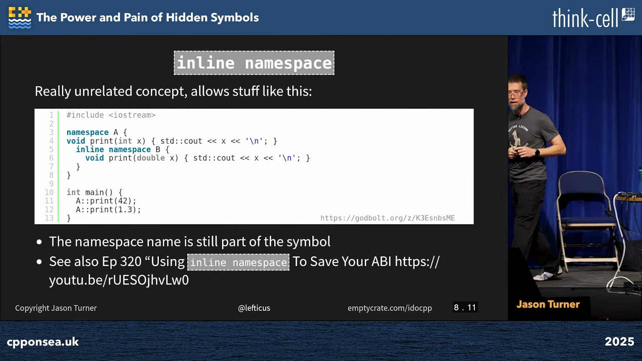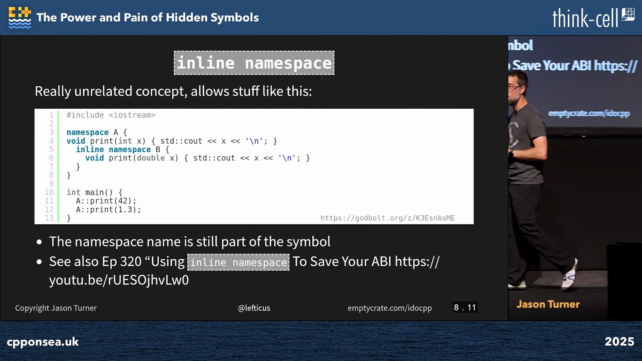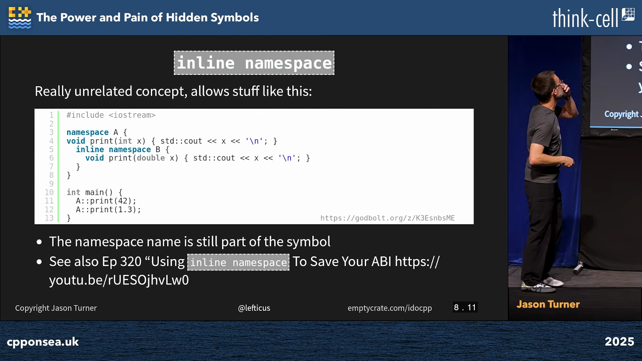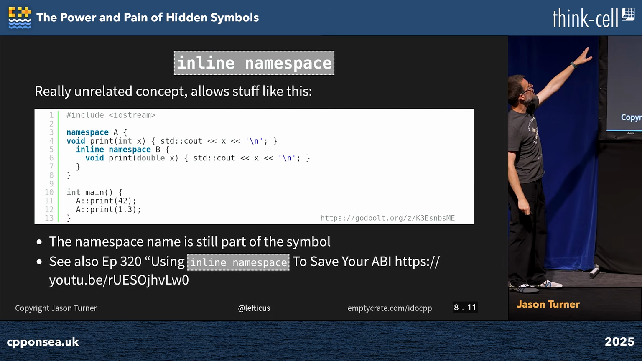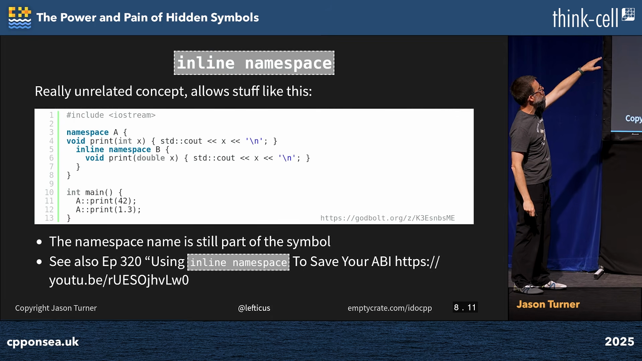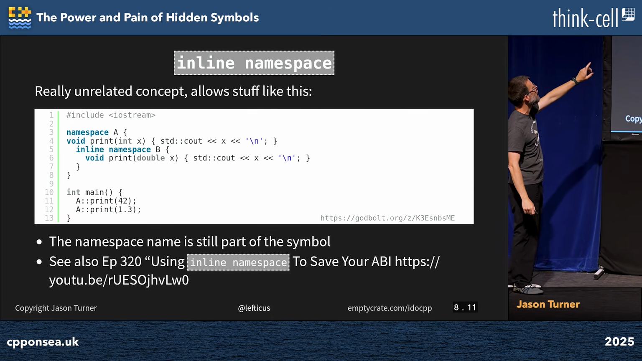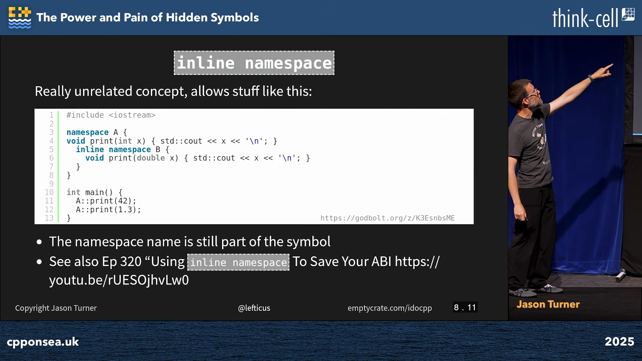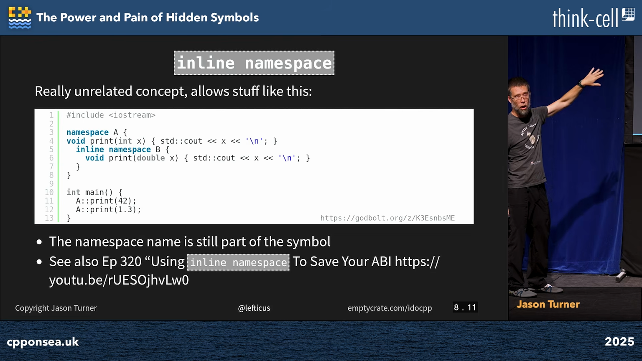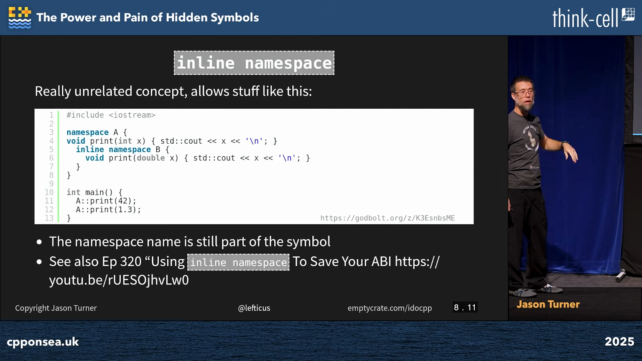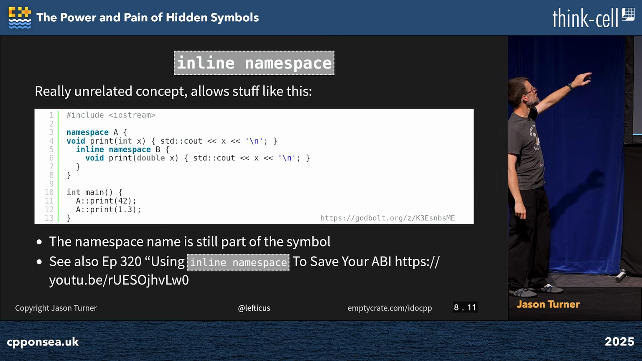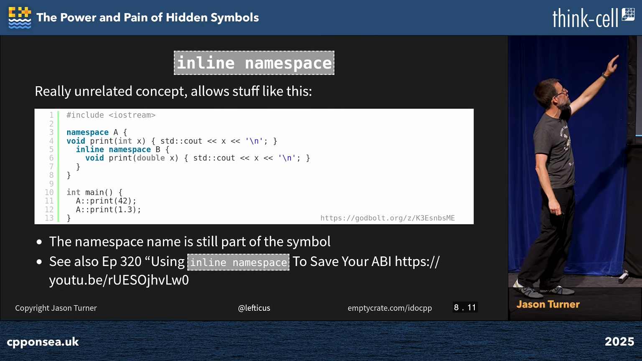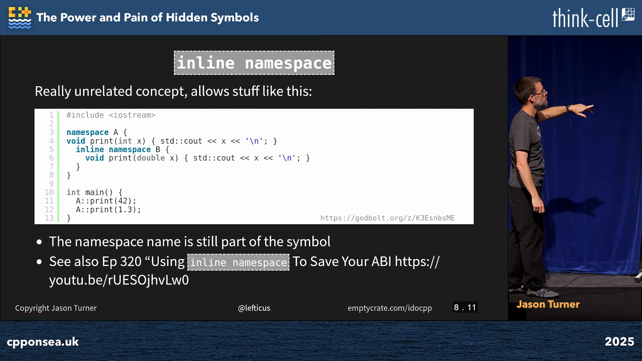Okay, inline namespace. This is an unrelated concept for the most part. This allows things like this. I've got namespace A. I've got really poor indentation on this slide is what I have. I have namespace A, and then I have a print function. And then I have an inline namespace B, and I have another overload of that print function. These things participate in overload resolution together. On line 11, I'm going to get the version that has an int. On line 12, I'm going to get the version that has a double.